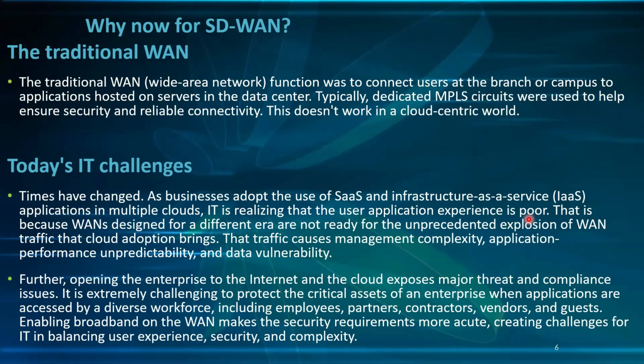Further, opening the enterprise to the internet and the cloud exposes major threat and compliance issues. It is extremely challenging to protect the critical assets of the enterprise when the applications are accessed by a diverse workforce, including employees, partners, contractors, vendors, and guests. Enabling broadband on the WAN makes the security requirement more acute, creating a challenge for IT in balancing user experience, security, and complexity.